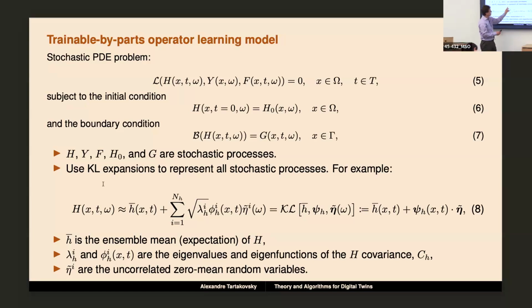We are going to denote this part as a KL operator. This KL operator again acts on the mean value of the variable and on these eigenfunctions scaled by the square root of the eigenvalue. And again, these are our random variables, and omega is a coordinate in the outcome space.